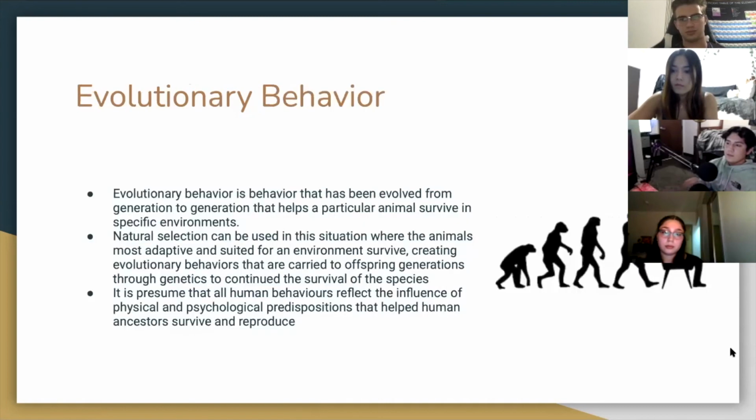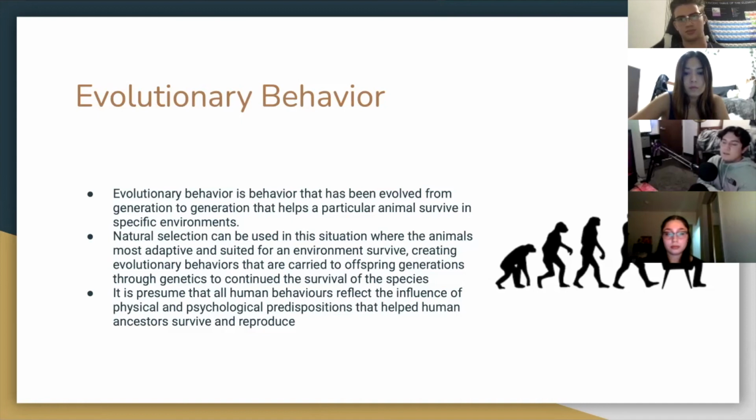Evolutionary behavior. Evolutionary behavior comes from the better fit individuals that survive in certain environments, with the idea of natural selection being that the animals most adaptive and suited for an environment survive, which creates evolutionary behaviors that are carried on to the offspring generations in order to continue the survival of the species.